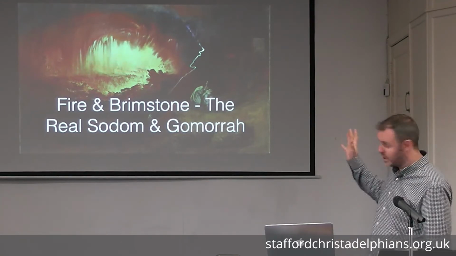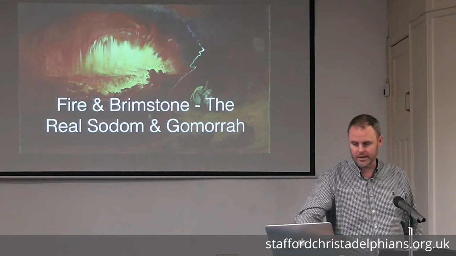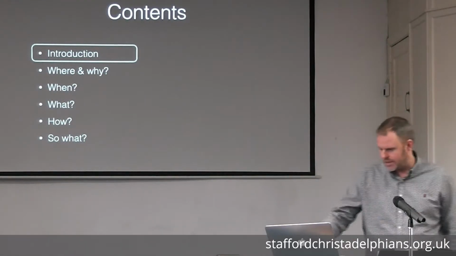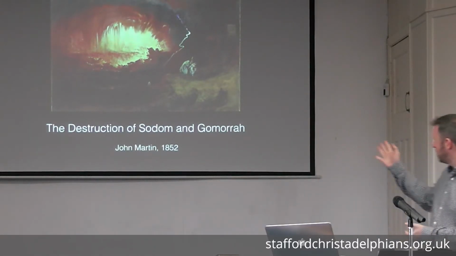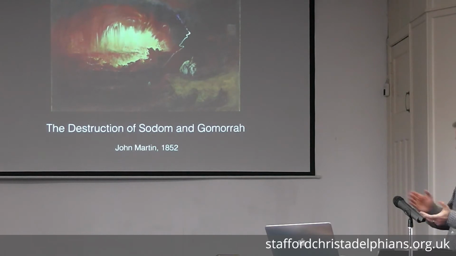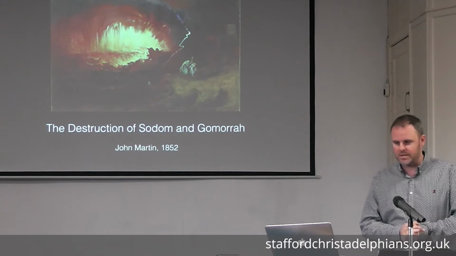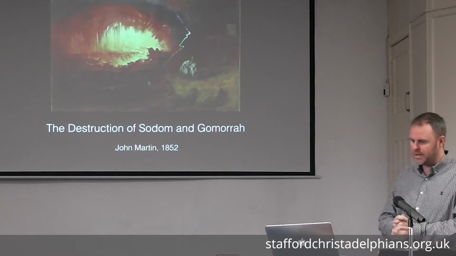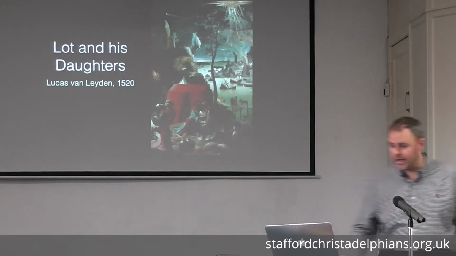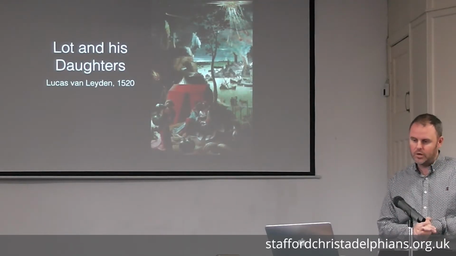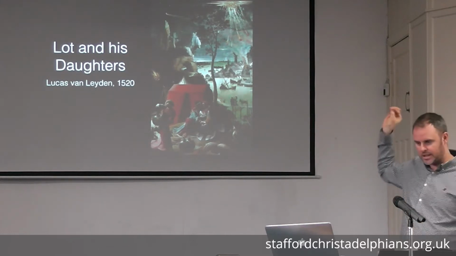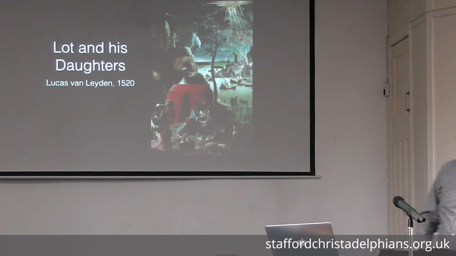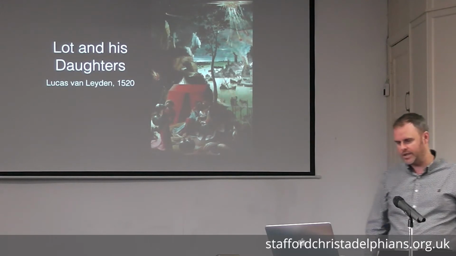That evidence is solid, and we're going to see some of that in these slides. So, to introduce it, as I mentioned, it's a topic that's really captured the imagination. This is a painting that we've been seeing for a few moments now, called The Destruction of Sodom and Gomorrah, painted by a chap named John Martin in the mid-19th century. Rather earlier, in the 16th century, you have Lucas van Leyden rendering what he calls Lot and his Daughters. That's the foreground scene, and then in the background you have this idea of fire and brimstone from heaven raining down to the destruction of these cities.